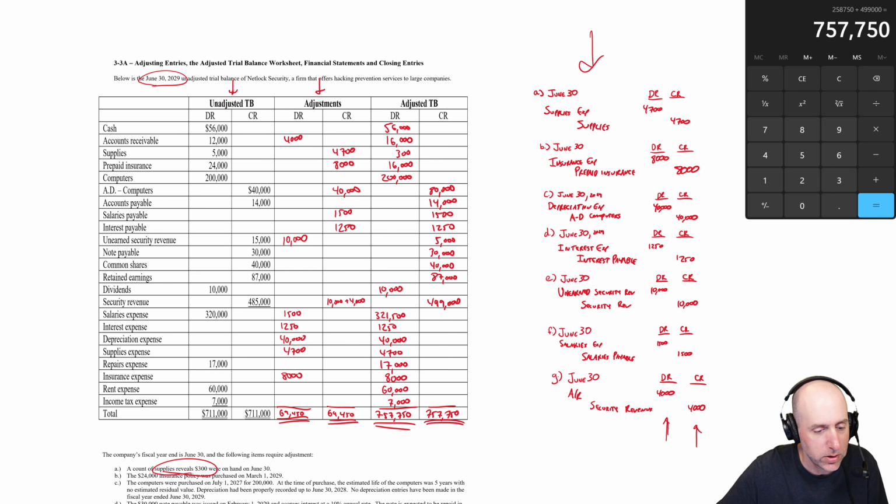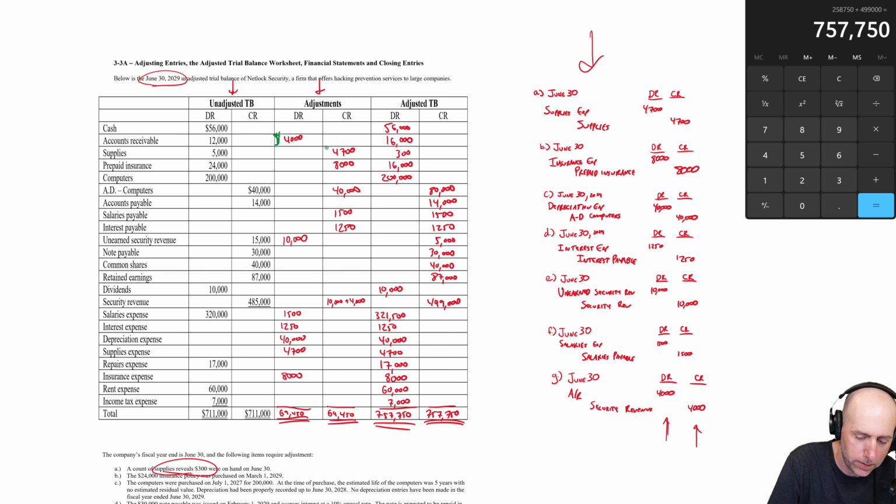So let's put some dollar signs. Dollar sign at the top of each column. Dollar sign beside anything with a double underline. So dollar sign at the top of that column. Dollar sign top there. And dollar sign beside anything double underline. And there I have my beautiful adjusted trial balance.